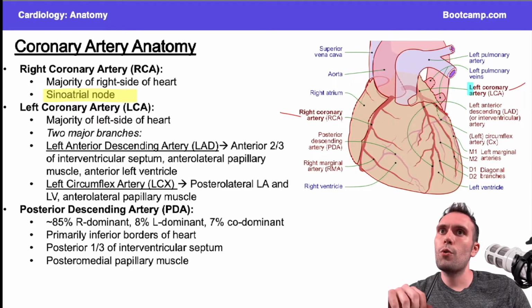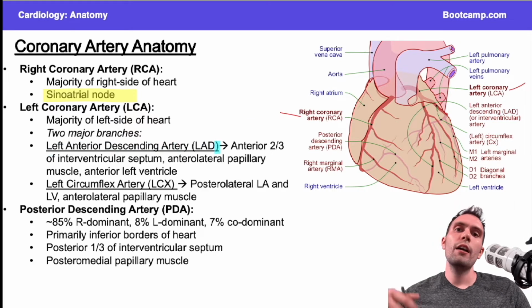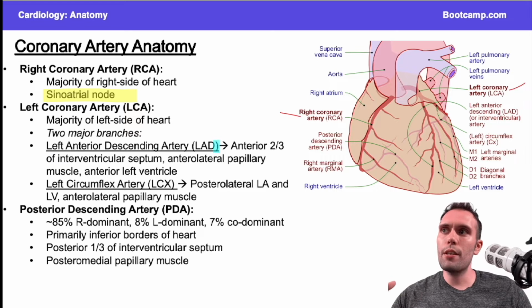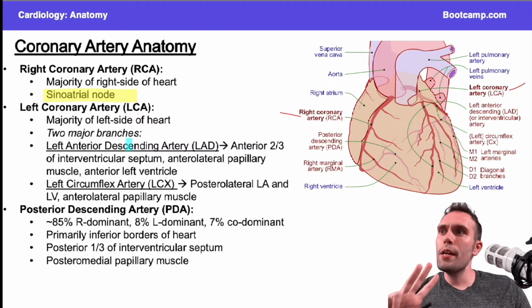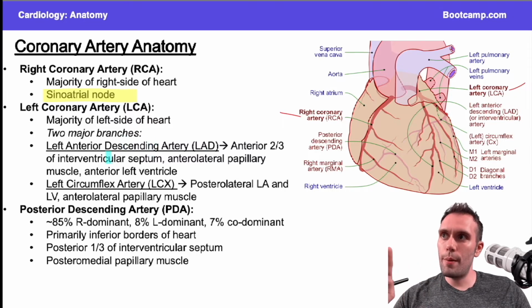Now the left coronary artery, which we can see up here, it's going to break into two major branches. The first branch is going to be the left anterior descending artery. And if you had to remember one artery, this is the one that I would remember. It's probably the most high yield because it's the most frequent artery that has occlusions or results in coronary infarctions or myocardial infarctions.